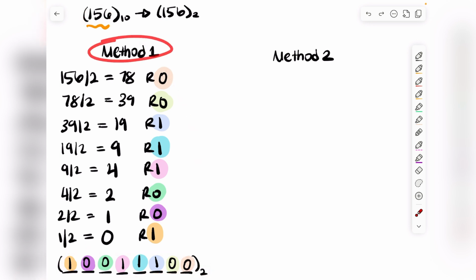So that's one way to do it. The second method requires you to know how many bits you need to represent this decimal number. So how do you figure that out?